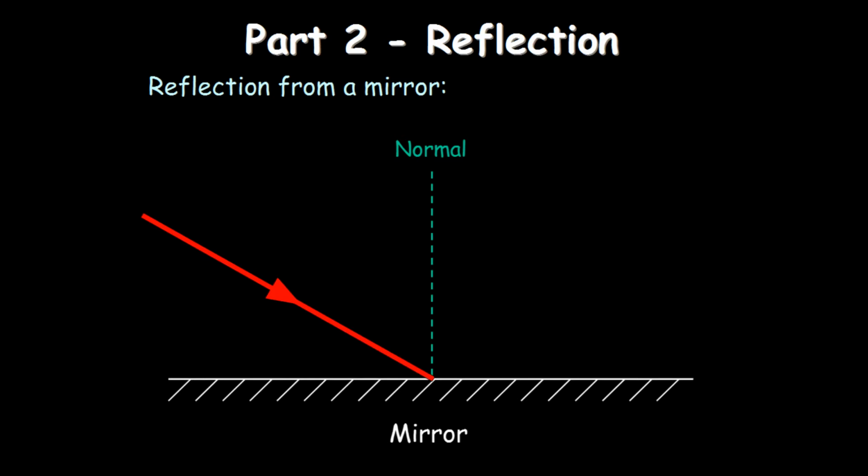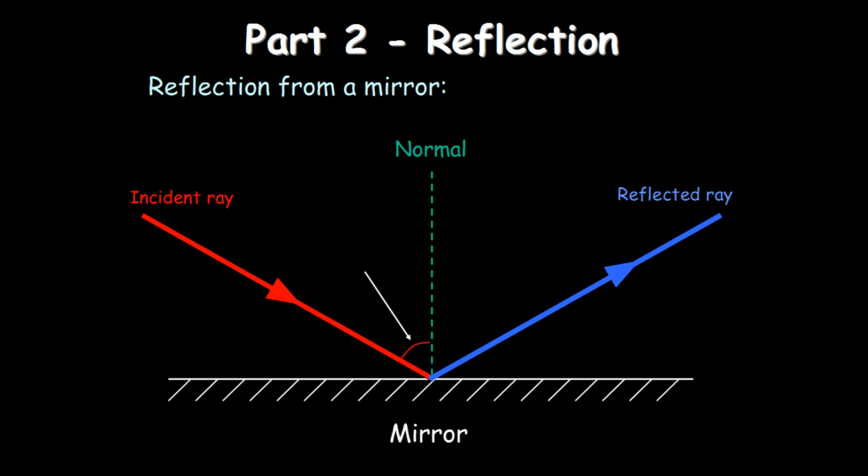If any light ray strikes the mirror at any angle with the normal, this ray is known as the incident ray, and the ray after striking the surface gets reflected at the same point and makes the same angle with the normal. This ray is known as the reflected ray, shown in blue. The angle between the normal and the incident ray is known as the angle of incidence, while the angle between the normal and the reflected ray is known as the angle of reflection.